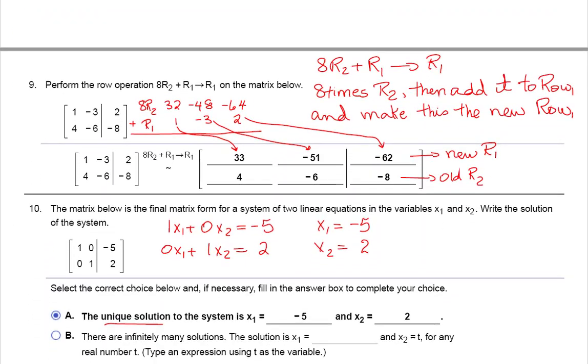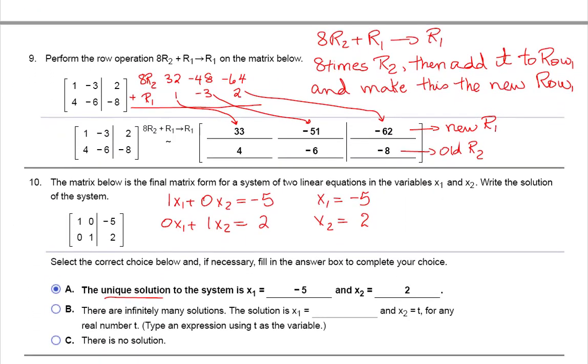Let's see. Question 9. What do they want us to do? They want us to take 8 times row 2 and add it to row 1. Whatever that gives me, I'm going to write as the new row 1. So let's see, where is 8 times row 2? Here's row 2. Multiply all the way across by 8. So I get 32, minus 48, minus 64.